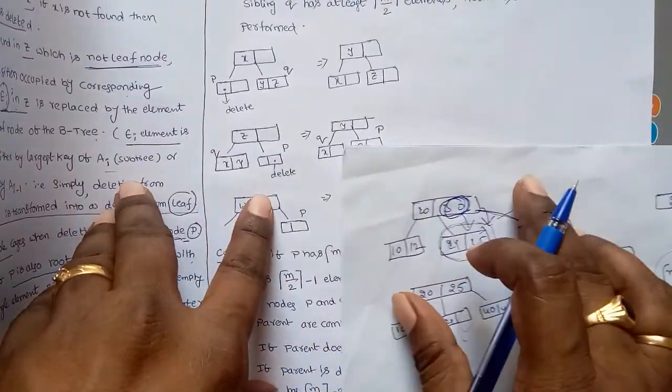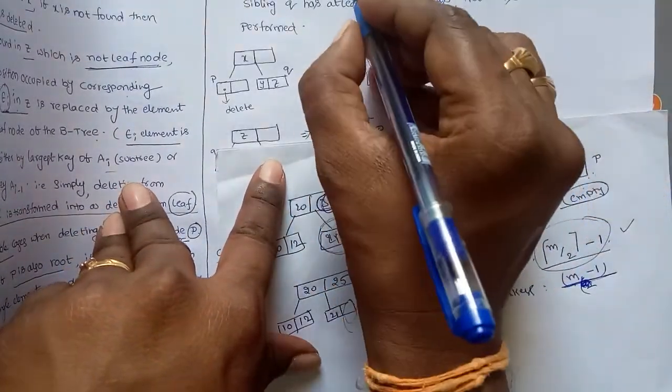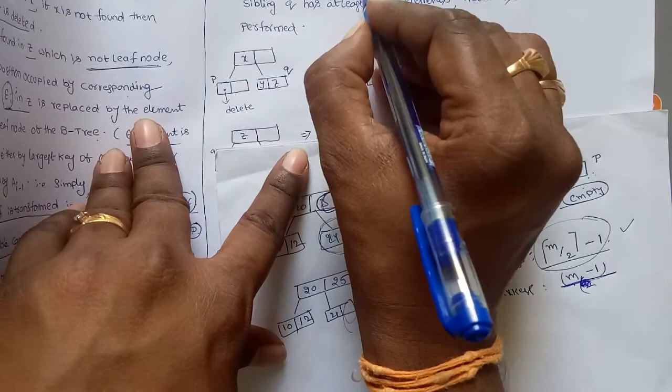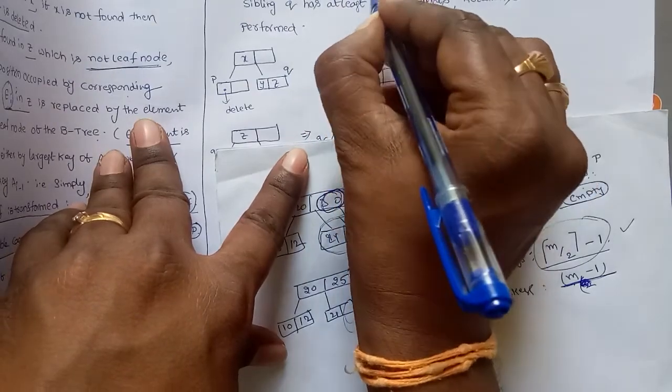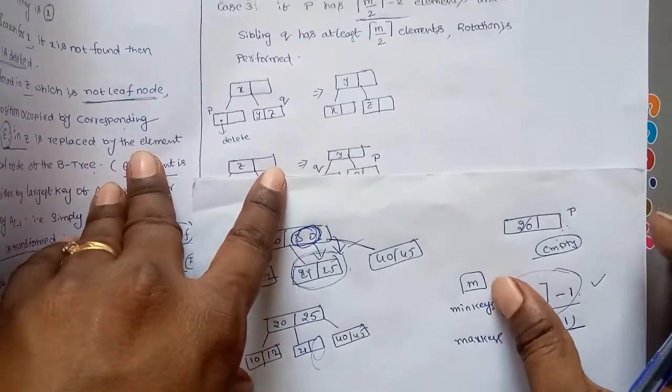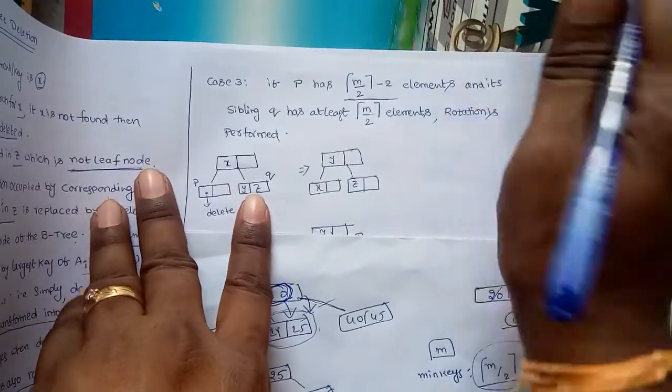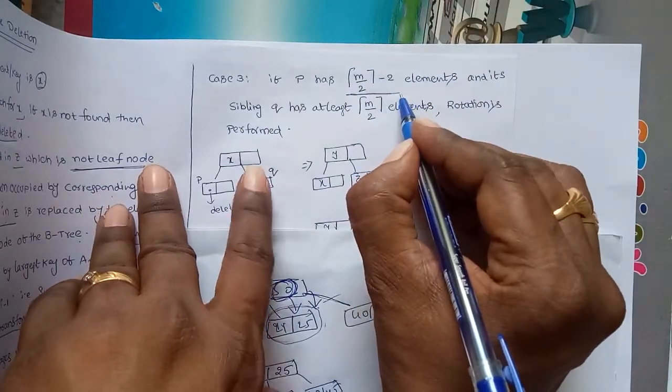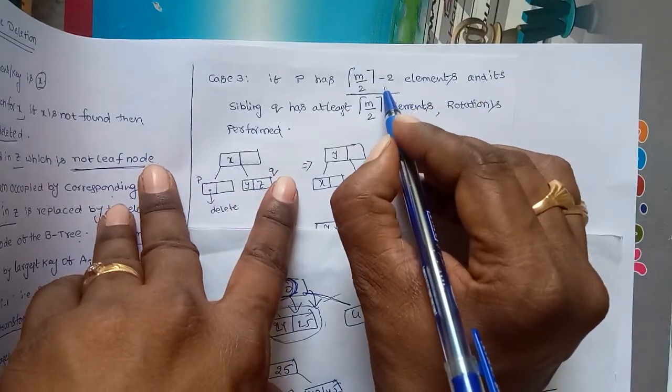Now case 2, case 3. If P has m by 2 minus 2 elements, that means it violates the property.